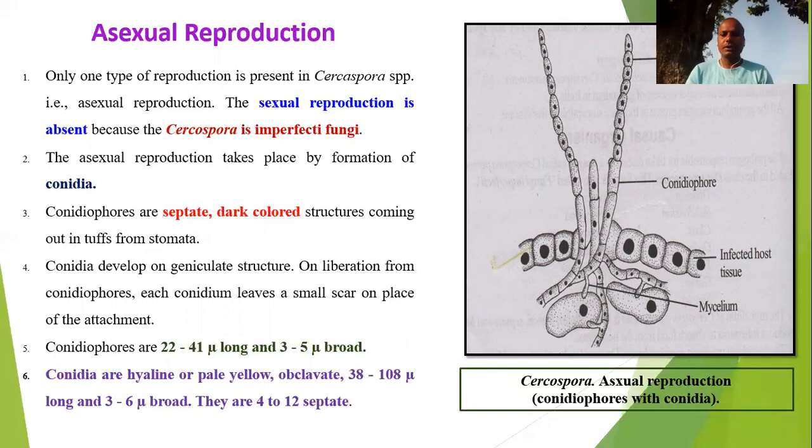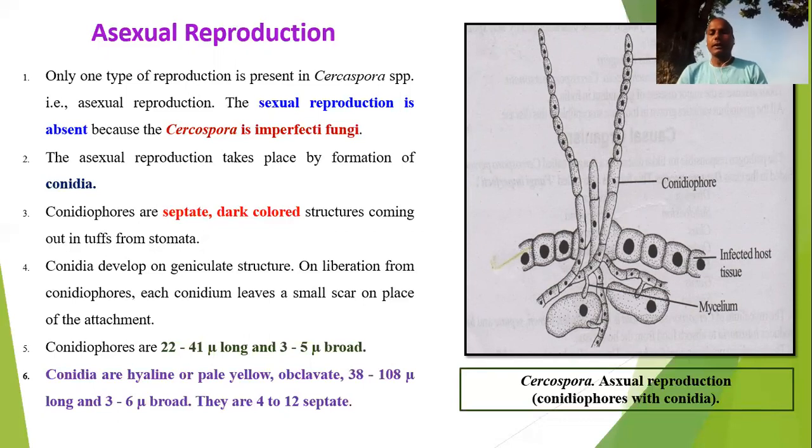You can see the figure of the conidia. Here is the mycelium which is present on the epidermal cells of the leaf. Here you can see the infected host tissue. At the base of the mycelium, you can see a small knot-like structure. That is the haustorium of the mycelium. The mycelium enters inside the leaf tissue, and from there the haustorium sucks food material and provides it to the entire thallus structure.